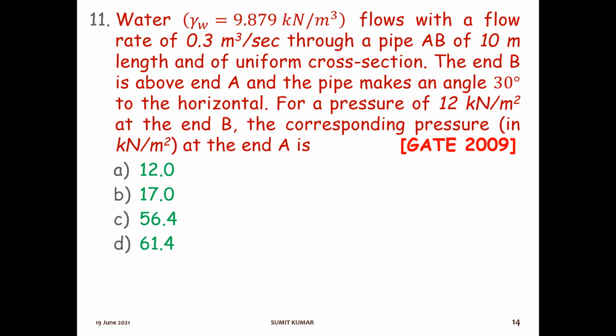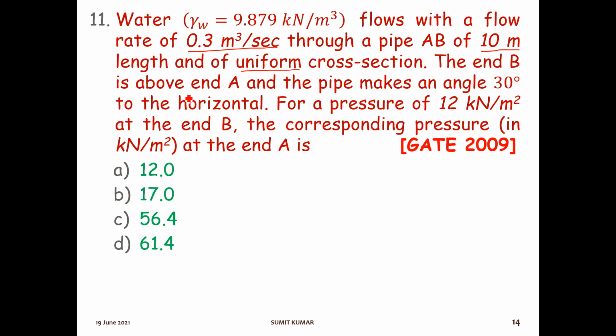Question number 11. First of all, read the question properly. It says that water flows with a flow rate of 0.3 meter cube per second through a pipe AB of 10 meter length. So we can say the length is 10 meter and discharge is 0.3 meter cube per second, and of uniform cross section area. Uniform cross section means this discharge will be same as per continuity equation.